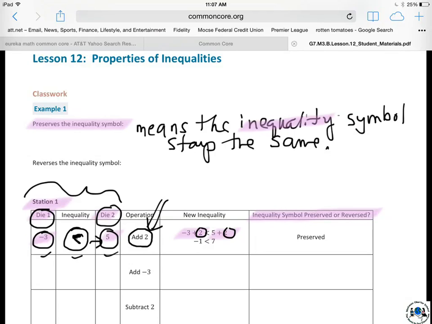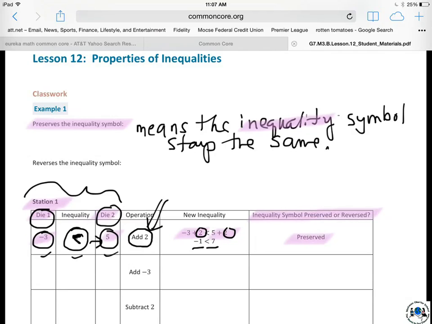So what's going to happen after you solve this inequality, just like you would solve any equation, you can see right here. See what we've done? We actually have -3 plus 2 is -1, and 5 plus 2 is 7. So the inequality here is, we say, preserved.